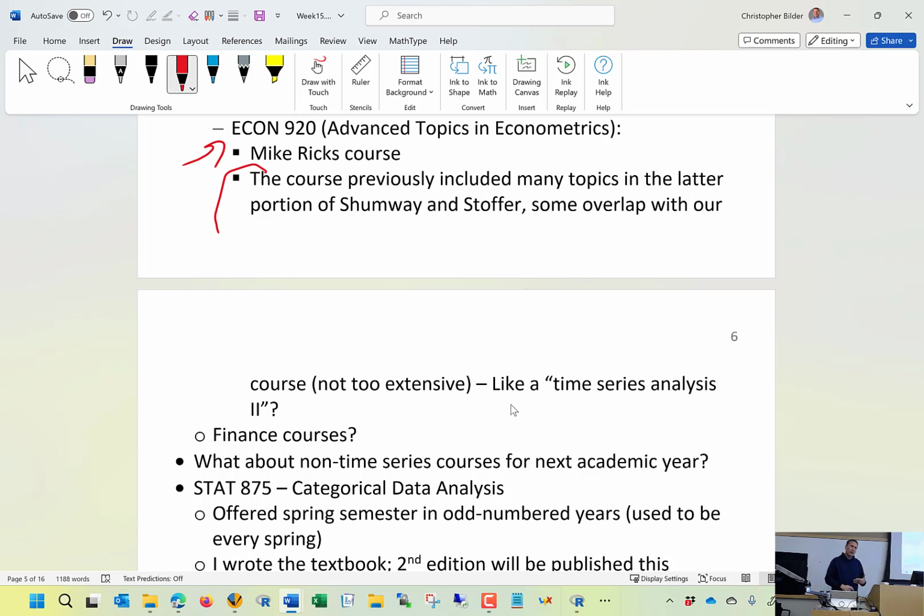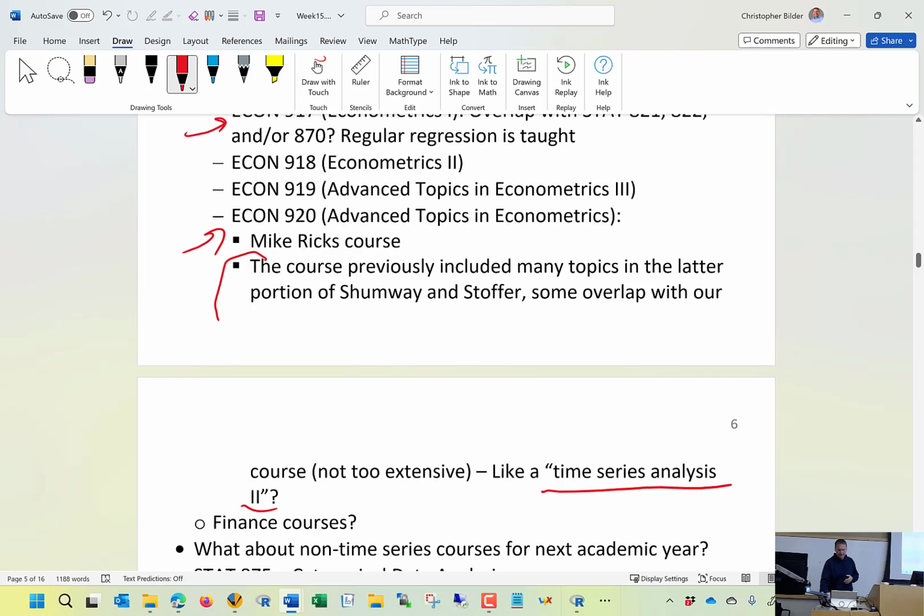At least the way that 920 was taught then, it seemed to be like a time series analysis 2 course. There was a little bit of overlap with what we did here, but the topics that were listed were essentially like the second half of Shumway and Stoffer's book. Now, at least what Mike Ricks presented me, it looked like he's deviating from that somewhat. But I wanted to mention it because he might not be the only person who teaches the course as well. This course is offered, I believe I said, in the fall.